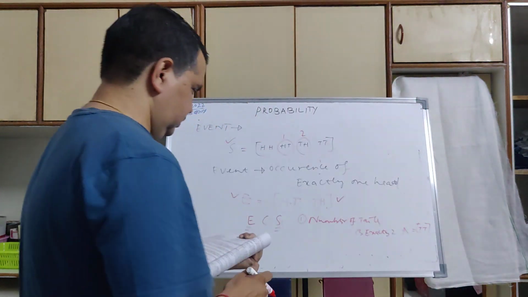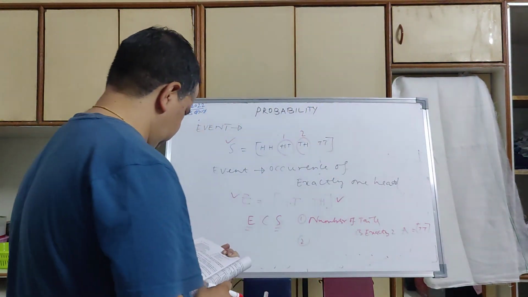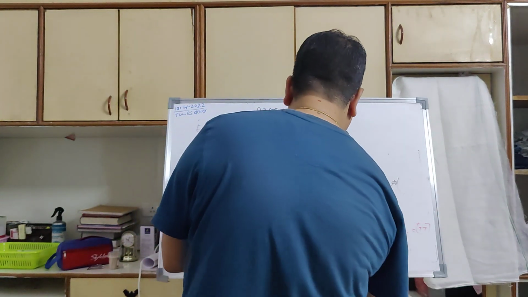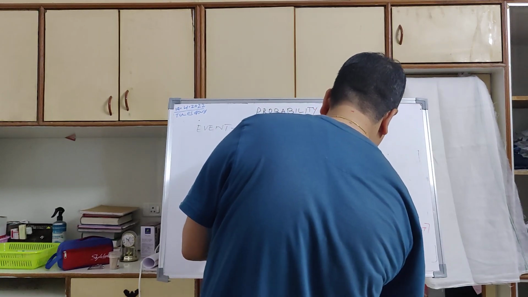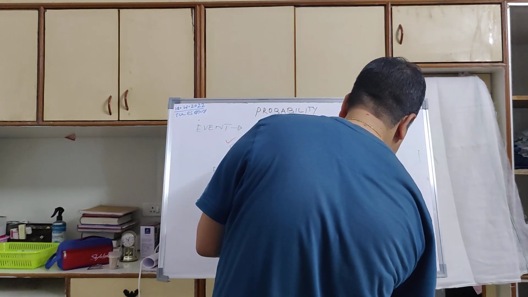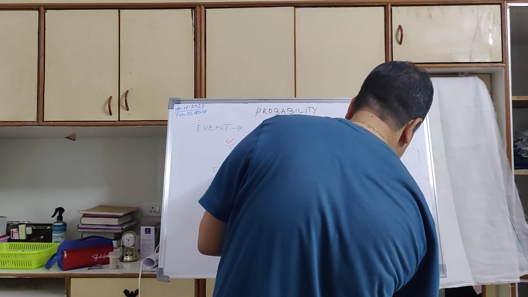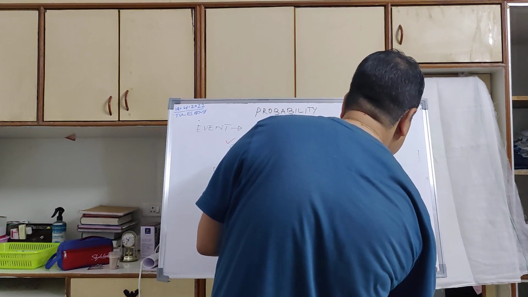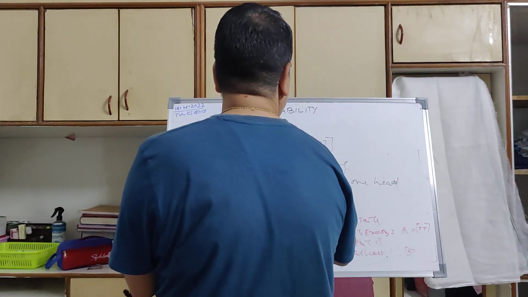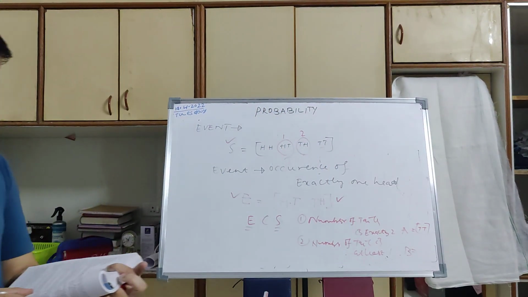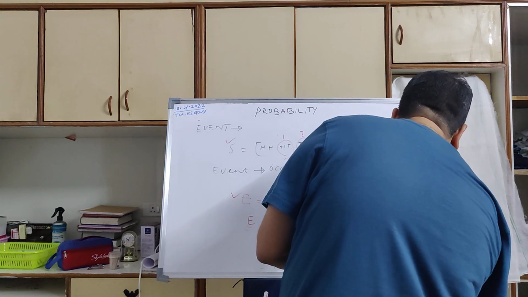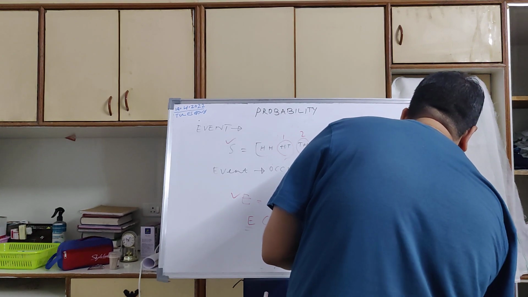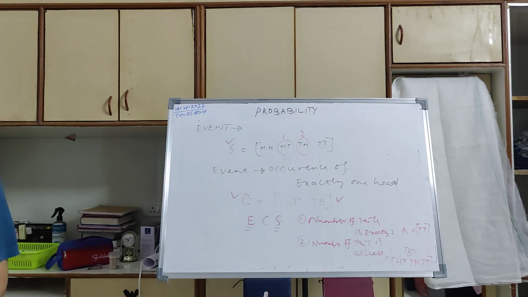Another event can be: the number of tails is at least 1. Let us say this is B. Tail at least 1 means how much? This and this. There are 3. That is nothing but HT, TH and TT. So this is your event.